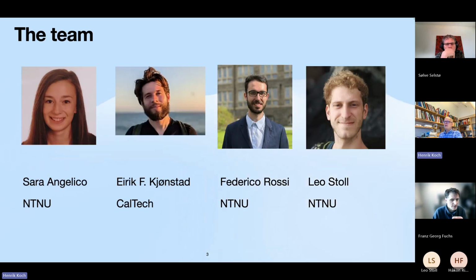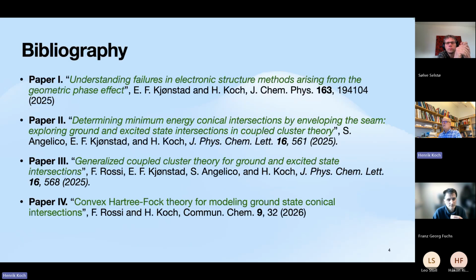The people that have actually been doing this are these four people. Sarah is now at King's College. She was a PhD student and she got her degree last year. Erik is at Caltech, and Federico and Leo are PhD students at NTNU. What I'm going to talk about today is really based on four papers, and they're listed here. If you are interested, you can go there and have a closer look at the papers. I will be referring to these papers 1 to 4 during the presentation.